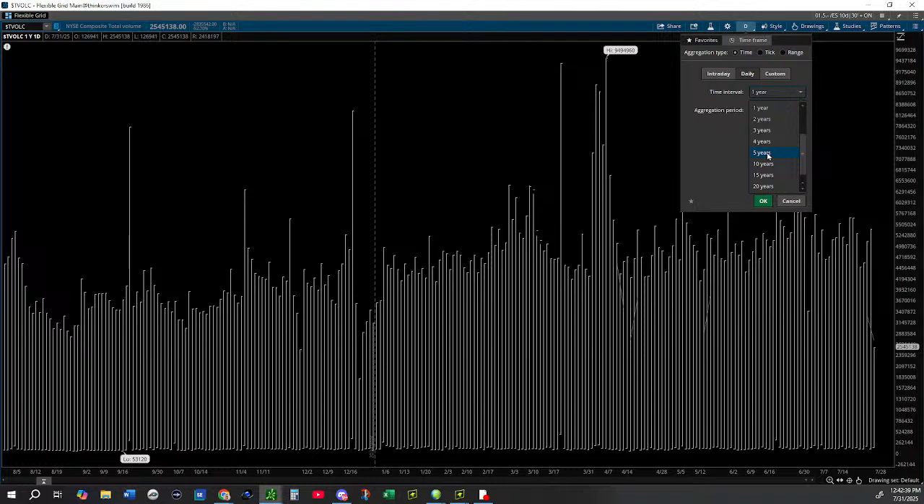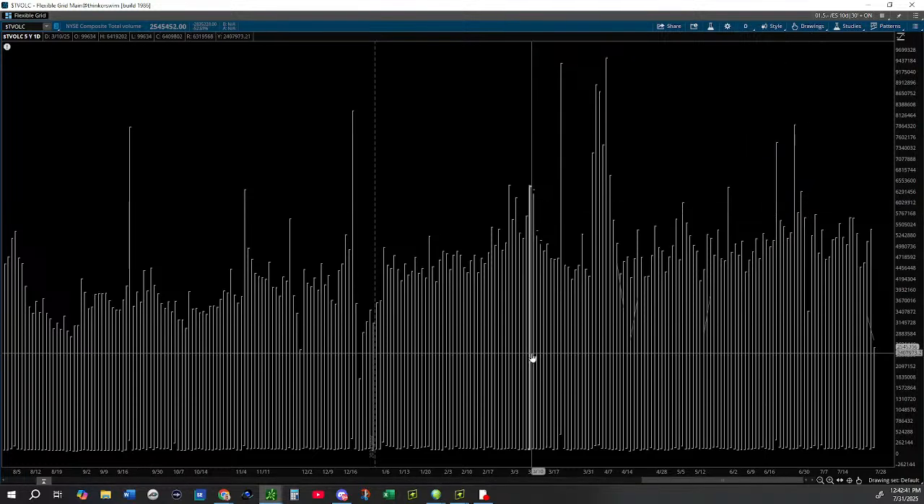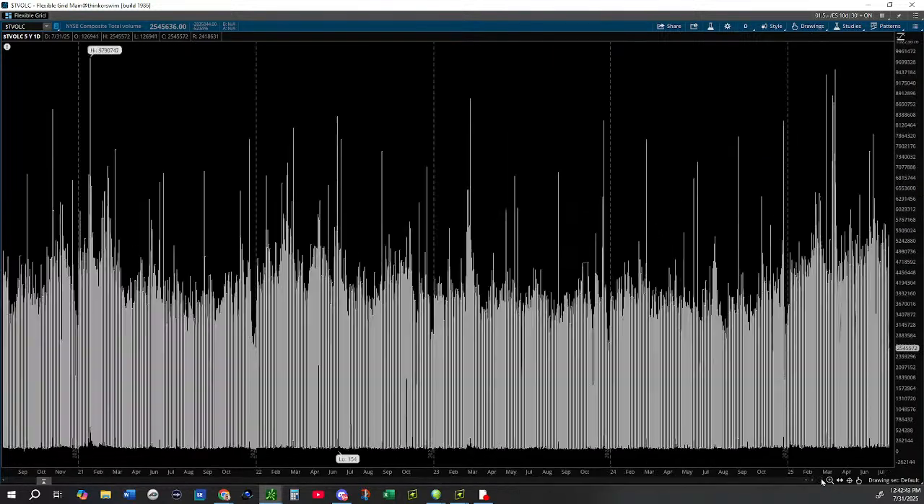Let's do 5 years. Okay. So I can minimize this and see. Look at that, right? This is lower volume in 1 year, 2 years, 3 years, almost 4 years, and there's a slight pickup of volume this year.